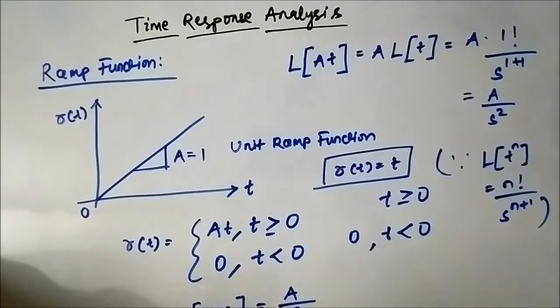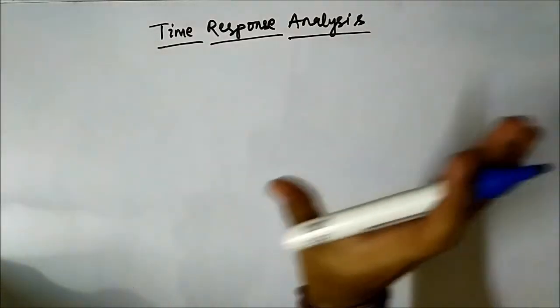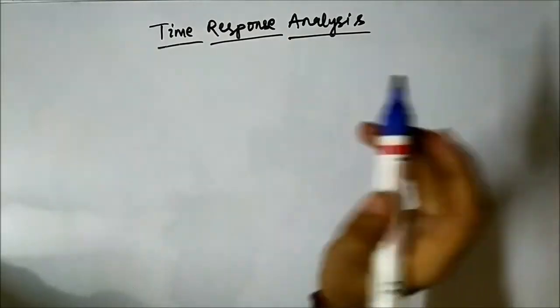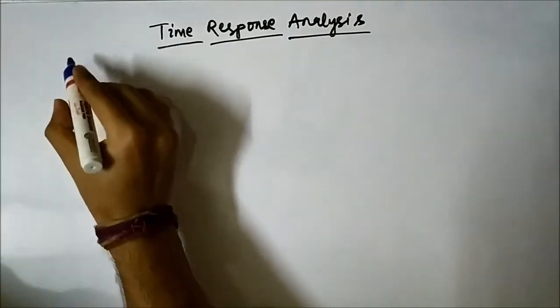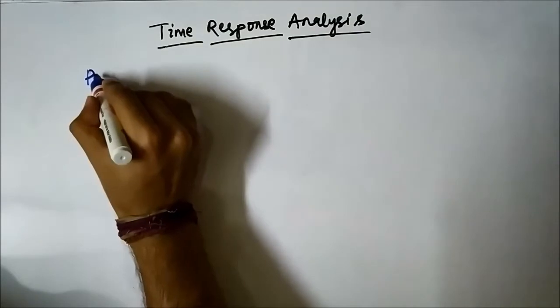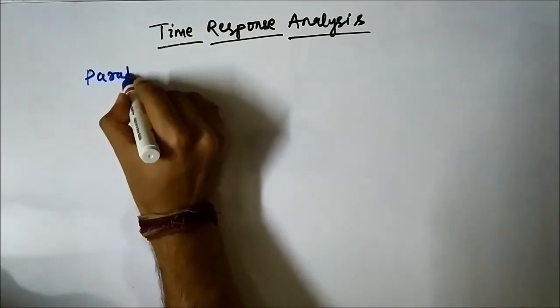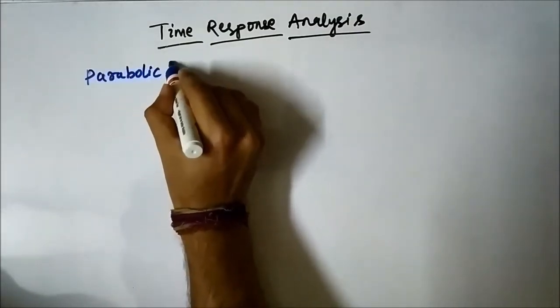So the next basic signal function which is used in the analysis of unknown control systems is the parabolic function.